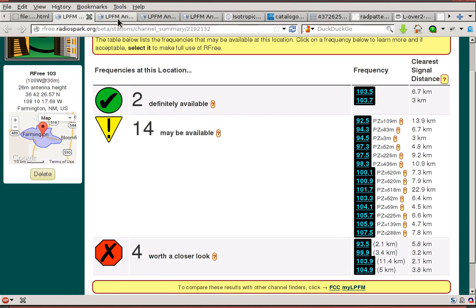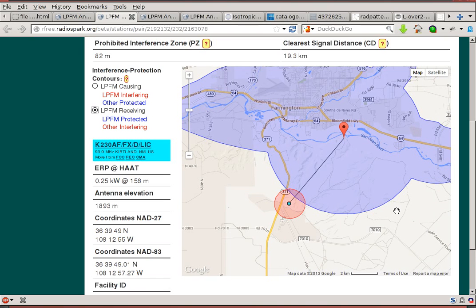Now, I want to show a view that's from a part of RFree that I haven't talked about. It's in the advanced section, but this is a good map to show what's going on. Here is the station or the antenna location that you're proposing in this example. This little blue dot over here is a station K230AF. It's a translator. It's a fairly low-powered station. And you can see how far away they are. For the purposes of this discussion, ignore the red and the blue areas.